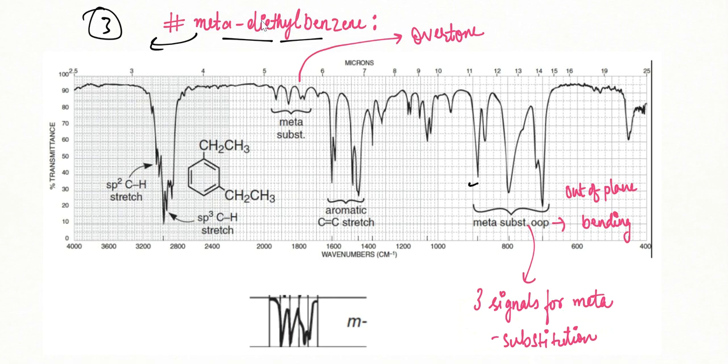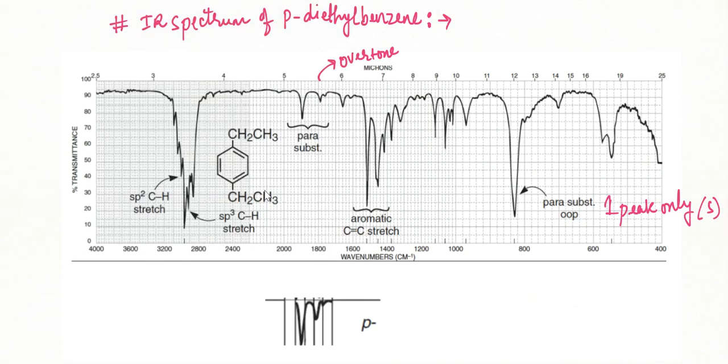Yes. And also looking at the overtone pattern, we can see that there are three peaks over here in this region from 1660 to 2000. If you are getting this pattern over here, and also if you are getting three peaks in the bending vibrations in the fingerprint region basically, then we can definitely say it is meta substitution. Okay, so alright guys, so now we are quickly going to see the para substitution as well.